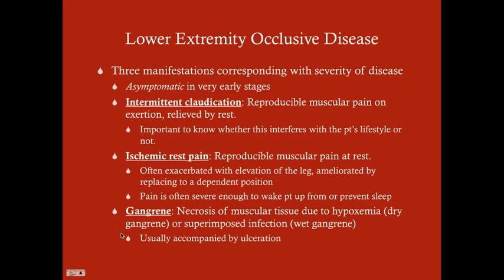And then gangrene is where you have actual necrosis of muscular tissue due to hypoxemia, or due to hypoxemia with a superimposed infection. And this is usually accompanied by ulceration, color changes of the limb, of the toe. So this would be equivalent to an MI of your muscle, of your skin, and so forth. If it helps to think about it in those terms, it's exactly the same process that goes on with your heart.